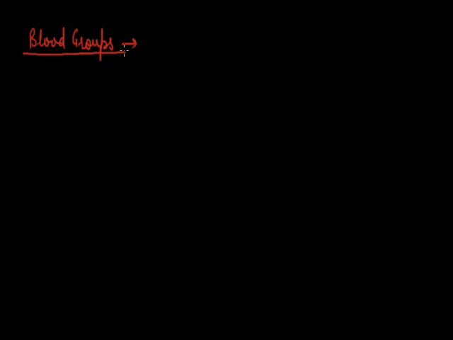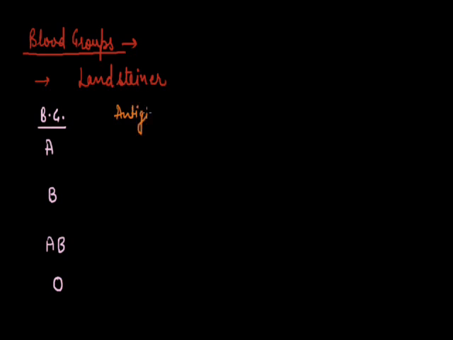Now, the second important point regarding blood is blood group. Blood groups were discovered by Landsteiner. We have four kinds of blood group. These are A, B, AB and O. These names are given on the basis of the antigen present at the surface of RBC. Blood group A has A antigen, B has B antigen. In the case of AB, both kinds of antigens, A and B, are available. And in the case of O blood group, there is no antigen.